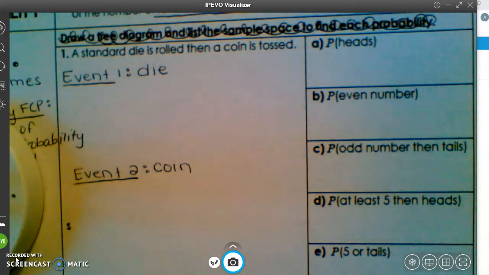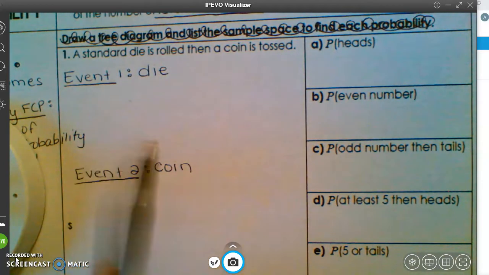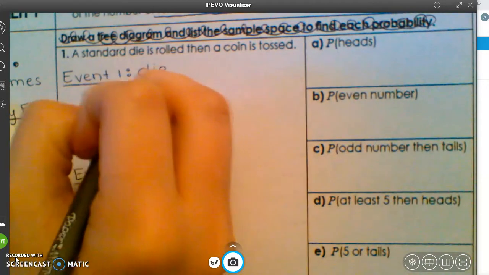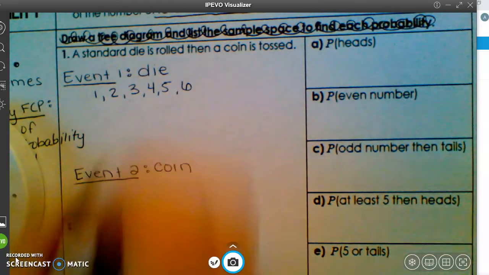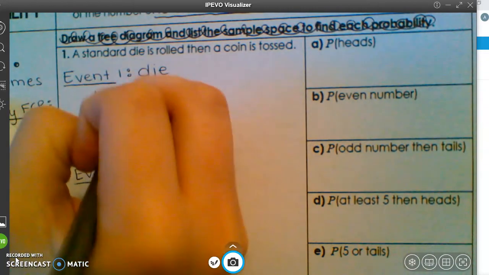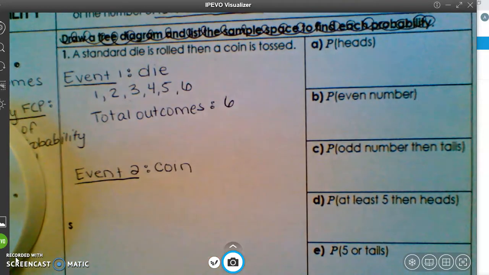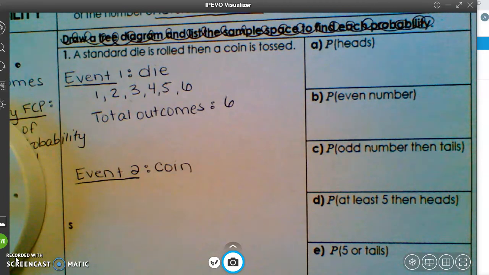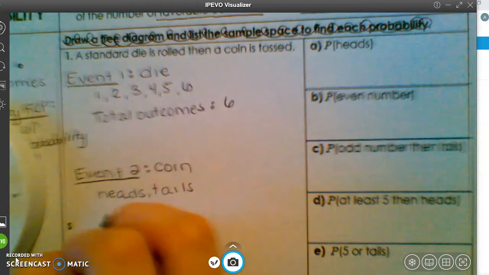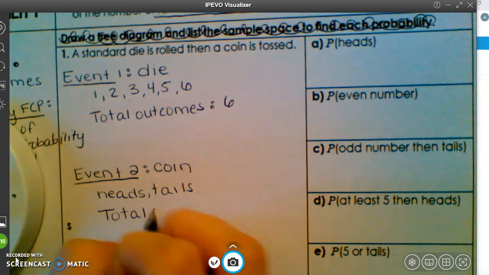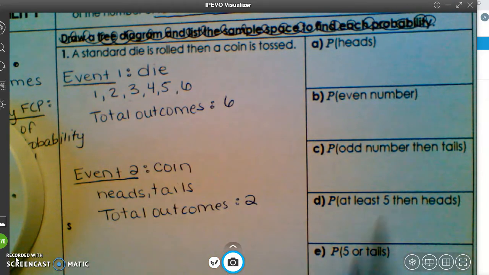Well, my options on rolling this dice are what? What kind of options could happen? What could we roll? Well, we could roll a 1, 2, 3, 4, 5, or a 6. Okay, you agree? So how many total outcomes are for rolling a dice? There's 6. Well, with my coin, what are my outcomes? Well, that's a heads or a tails. So my total number of outcomes for that coin is 2. Okay, so that's kind of building my information that I'm going to really need over here.